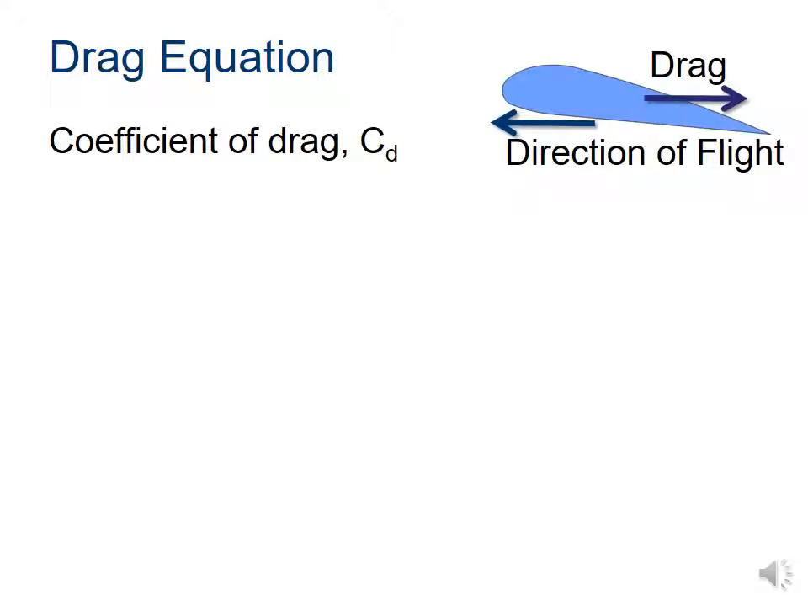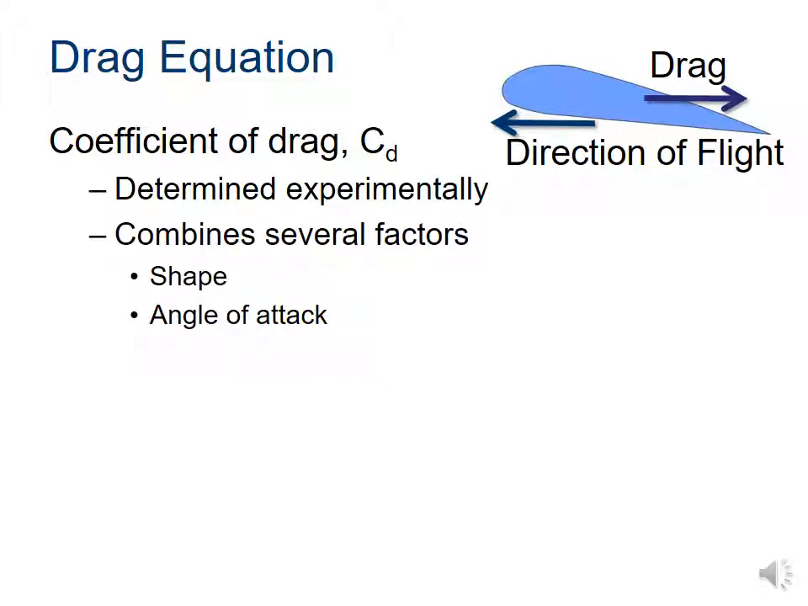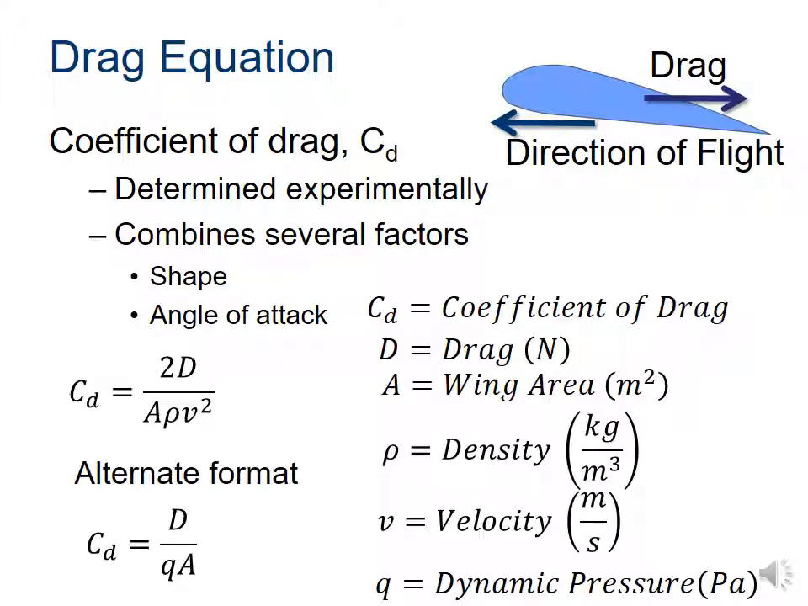The coefficient of drag looks just like the coefficient of lift equation, but evaluates the amount of drag on a wing. It's again determined experimentally and takes into account shape and angle of attack. Our equation refers to wing area to directly compare our coefficient of drag to our coefficient of lift. But the area of reference within the coefficient of drag can vary depending on what the coefficient of drag is compared with. You can evaluate drag with respect to total surface area, frontal area, or wing area because they're all proportional to one another.